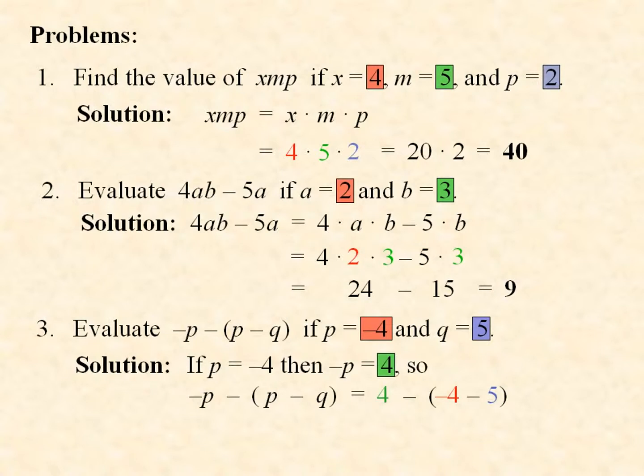So we're doing a little trick to make the problem simpler. Since we see opposite of p in the expression, we translated that to mean positive 4, since p is negative 4. And so here's what we have left, 4 minus parentheses negative 4 minus 5. Well, we have to do the parentheses first. Negative 4 minus 5 is negative 9, so we have 4 minus negative 9. And that's 4 plus the opposite of negative 9, in other words, 4 plus 9, which is equal to 13.